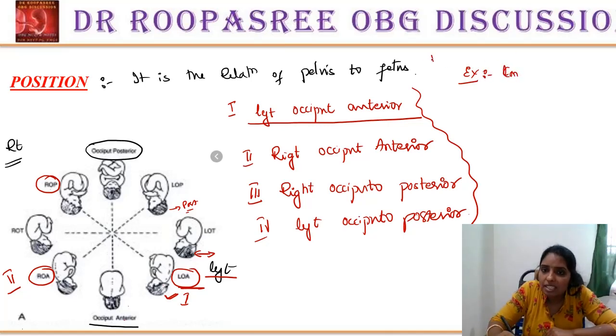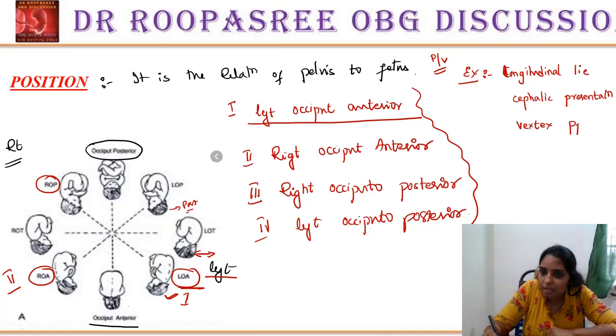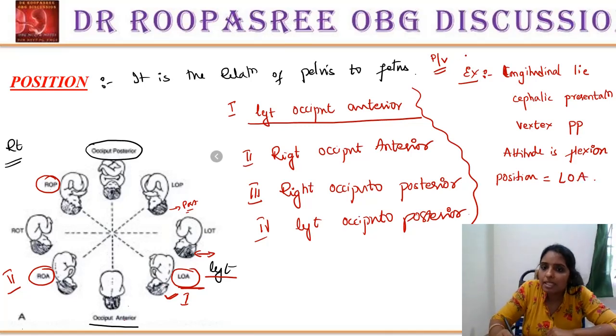During per vaginal examination, how will we write it? Longitudinal line, cephalic presentation. Vertex is the presenting part. We can't see it, but mostly the attitude is flexion, and mostly the position may be left occipito anterior. This is the presentation of the fetus in maximum cases of vaginal delivery.